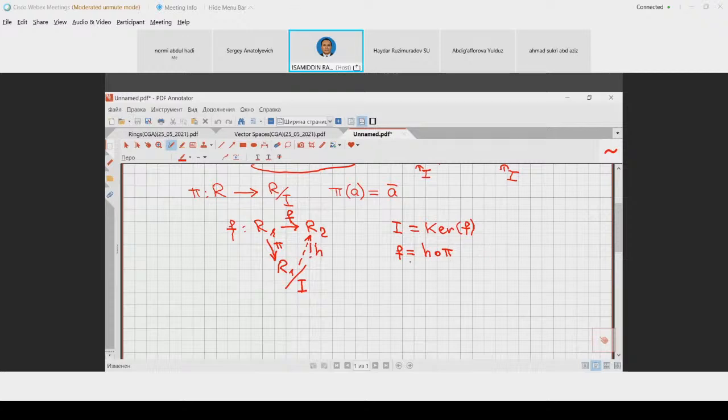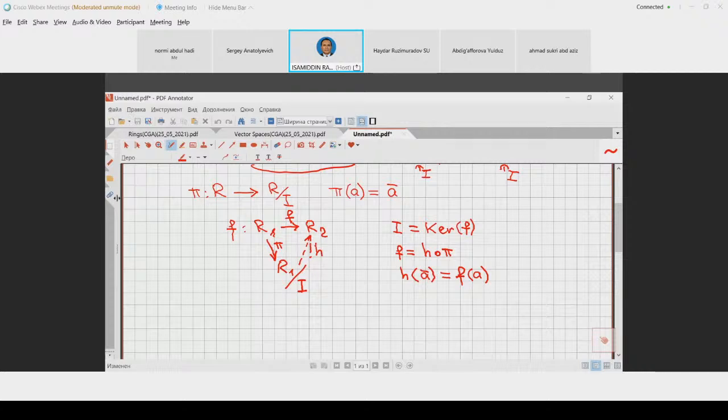Now H you can define as follows. H of A bar is given as F of A. It is easy to see this is a ring homomorphism. Then you can check this property: F is written as H composed with pi. Okay.